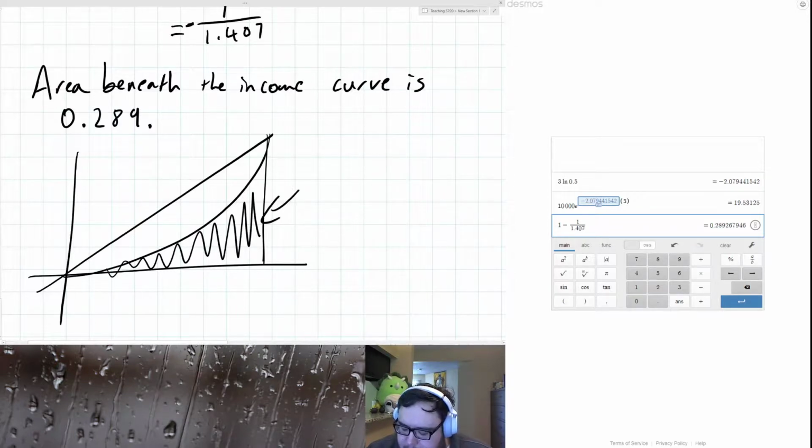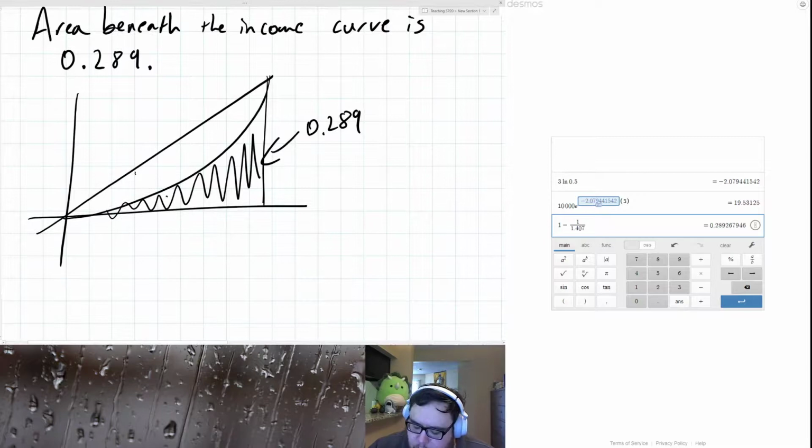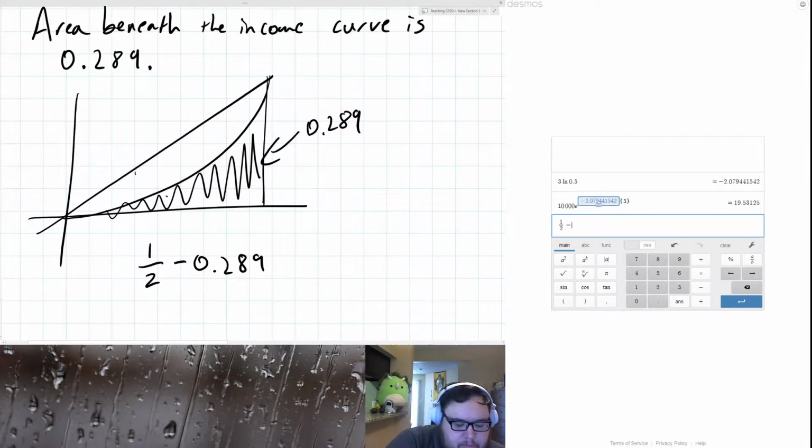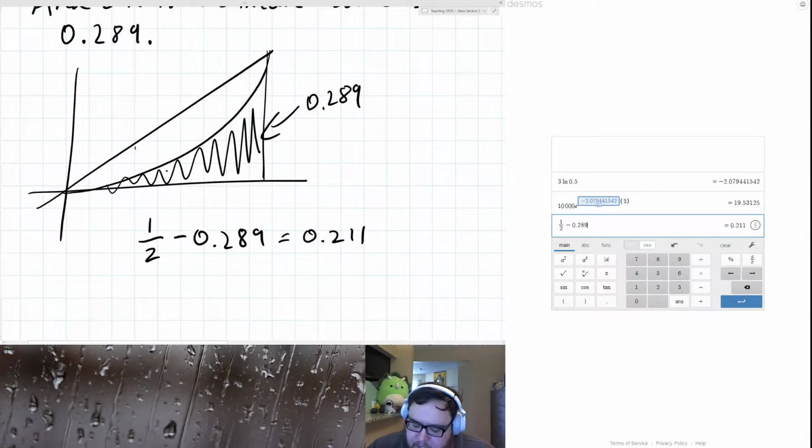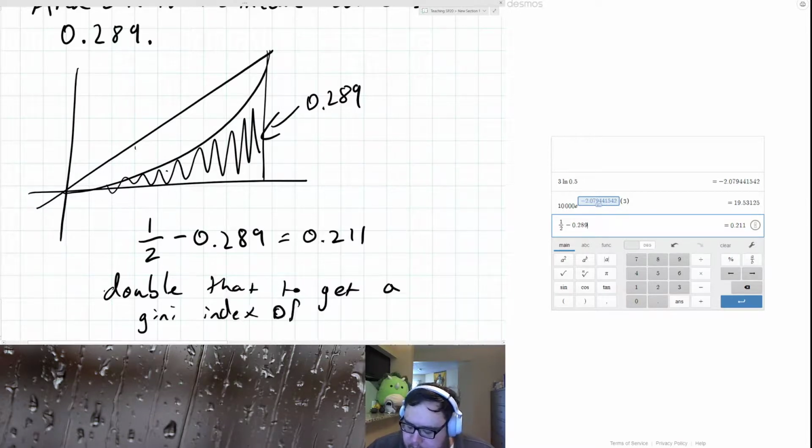That's this area down here. What we really want to compute is this area between the two curves. So we're going to have to do 1/2 minus 0.289, which is 0.211. And then we can double that to get a Gini index of 0.422.